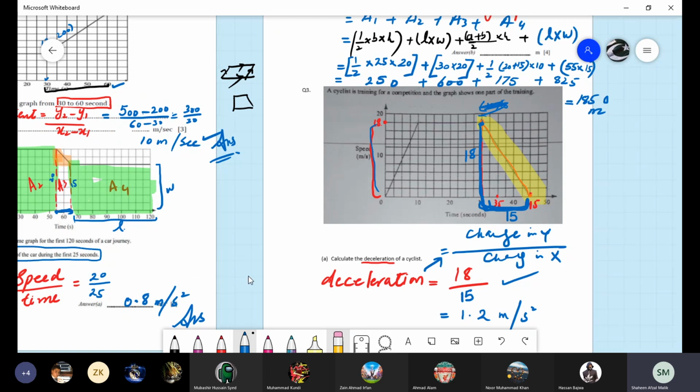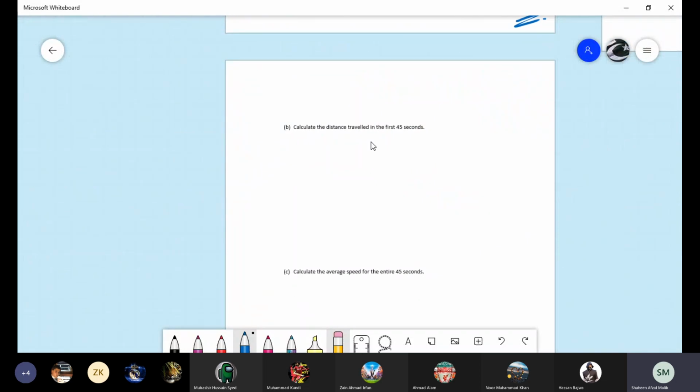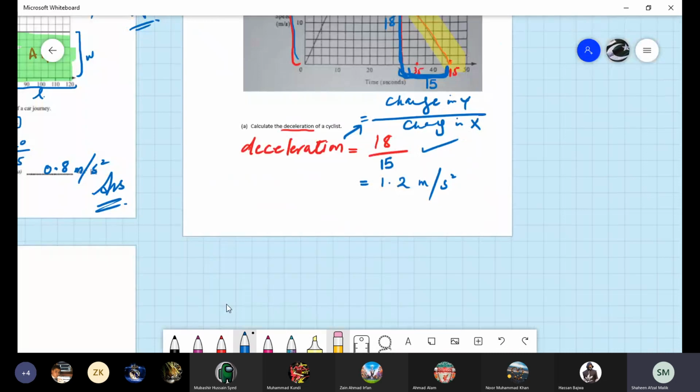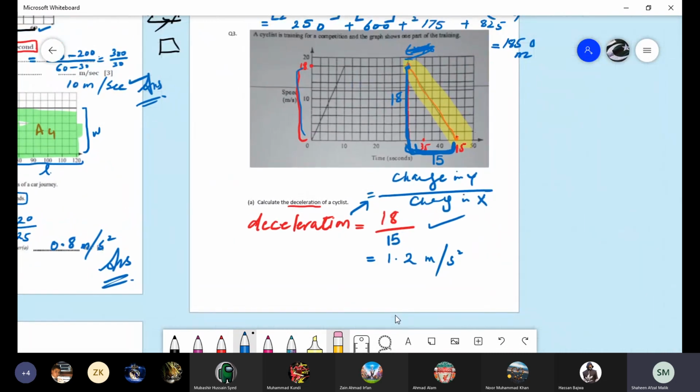What is the last part? Because the time is over, I just want to discuss the question with you. Then I will share the answer sheet. Calculate the distance traveled in the first 45 seconds. How many seconds are there? 50. But we have to find out the distance covered under 45. This point is 45. How many figures are there?